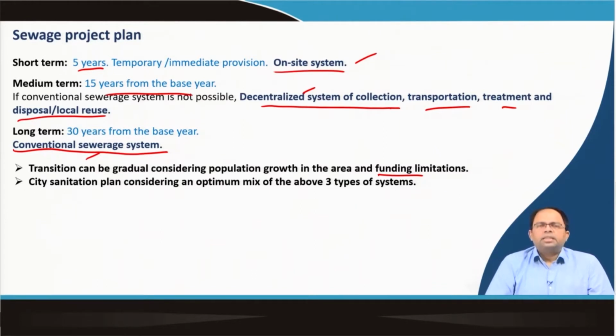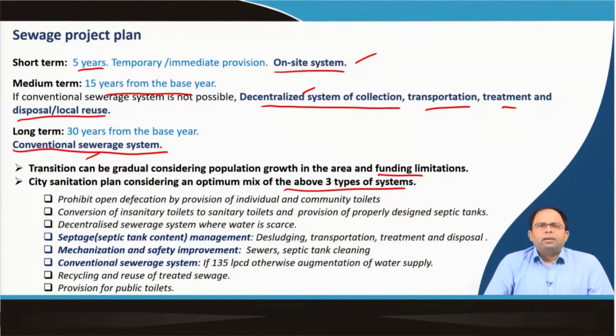So, a city sanitation plan can have an optimum mix of all three types of system. Even at the end of 30 years, based on the layout of the city, the density of population in different pockets, the contours of the city and many other reasons, we can have a mix of the three systems together. It is not that everything has to be converted into a conventional sewerage system, because sometimes that may not be technically the right thing to do.